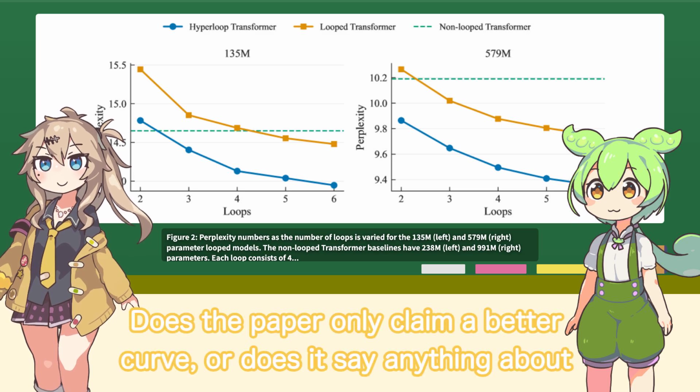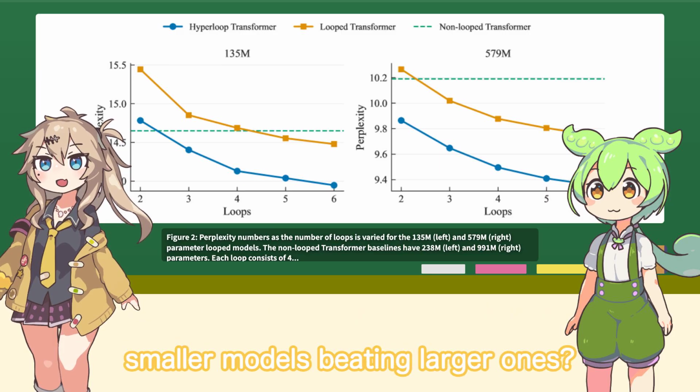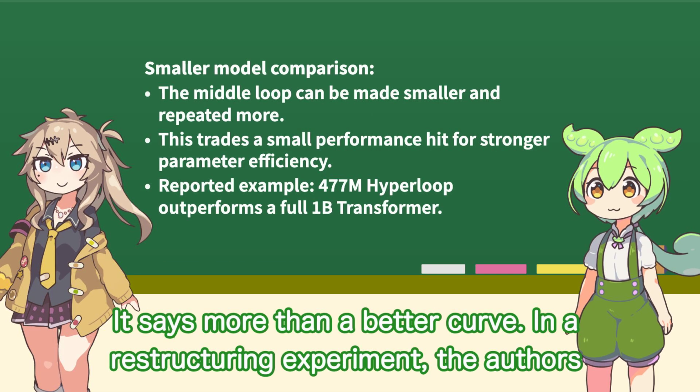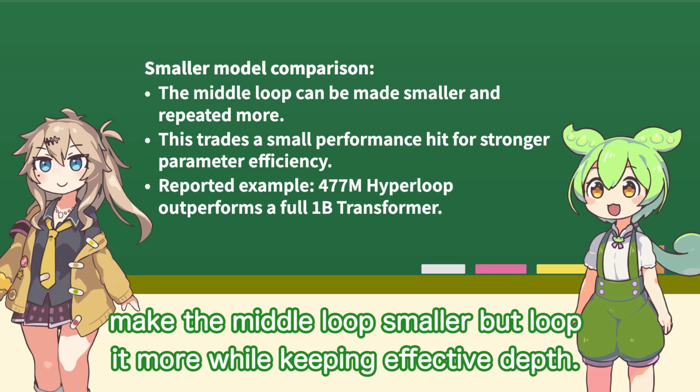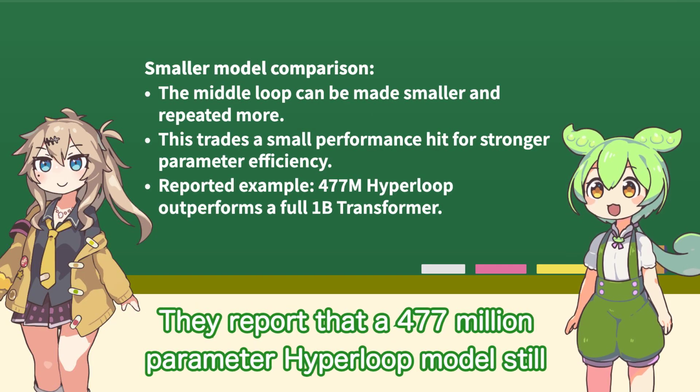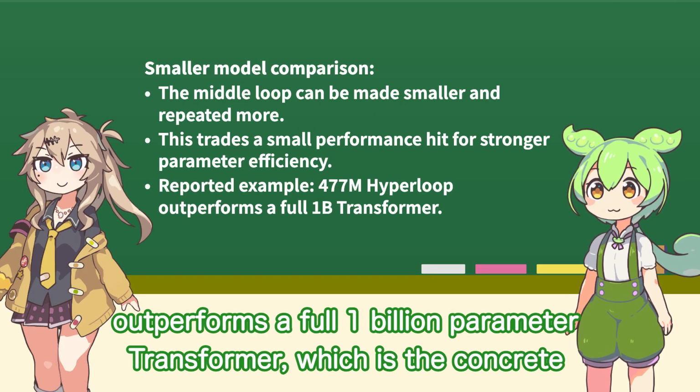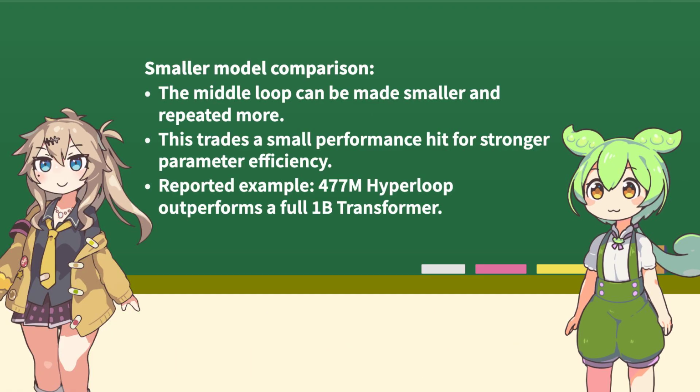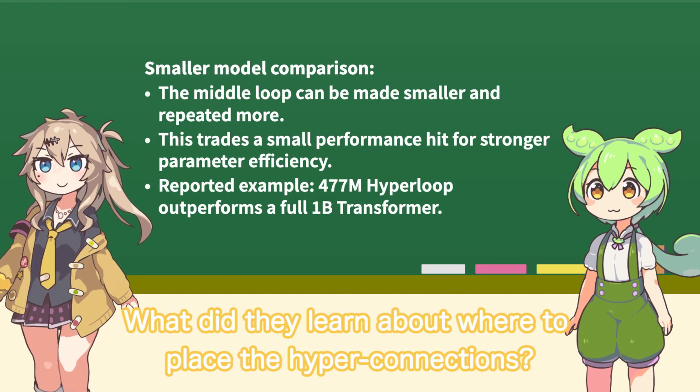Does the paper only claim a better curve, or does it say anything about smaller models beating larger ones? It says more than a better curve. In a restructuring experiment, the authors make the middle loop smaller, but loop it more while keeping effective depth. They report that a 477 million parameter Hyperloop model still outperforms a full 1 billion parameter transformer, which is the concrete parameter efficiency story.